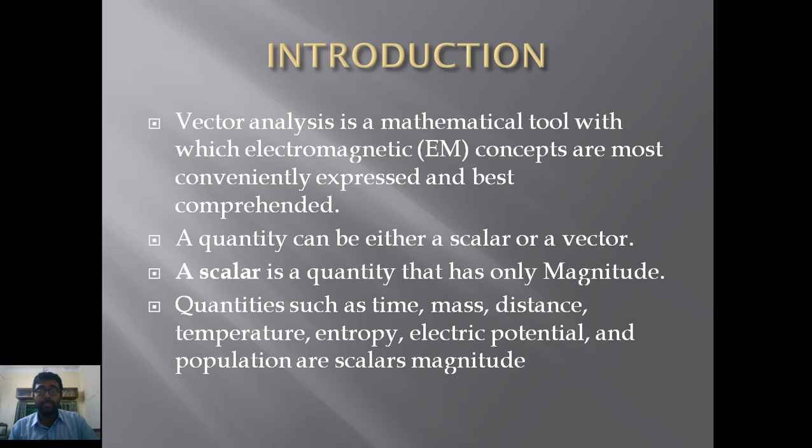A quantity can either be a scalar or a vector. A scalar is a quantity that has only magnitude, that we have already known from our earlier classes. Scalar quantities such as time, mass, distance, temperature, entropy, electric potential, and populations are scalar magnitudes. It means the scalar magnitude is basically any kind of scalar. The concept of a scalar is that it has only magnitude but no direction. So let's go to the next slide.